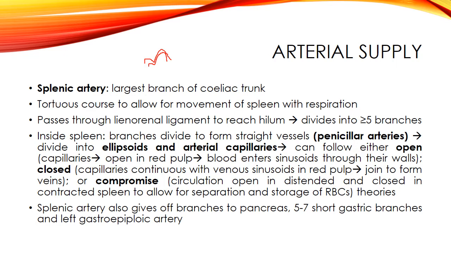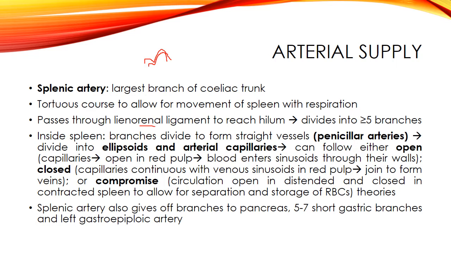The splenic artery basically passes through the lienorenal ligament, or the splenic ligament, or the splenorenal ligament, to reach the hilum alongside the tail of the pancreas. And once it reaches the hilum, it is going to divide into around 5 or greater than 5, or some books say 6. Mainly you can say that we have 5 or more than 5 branches. And these branches are going to enter into the spleen.